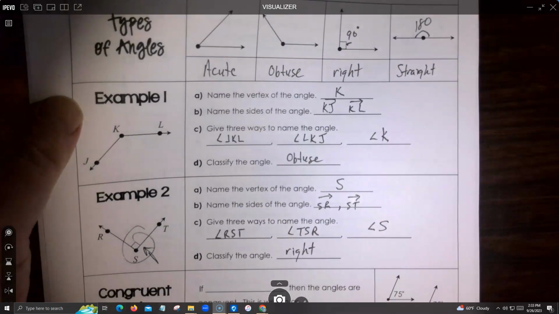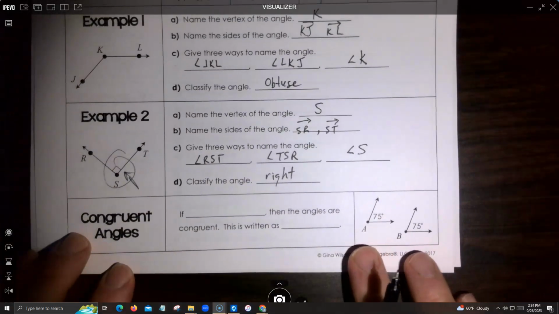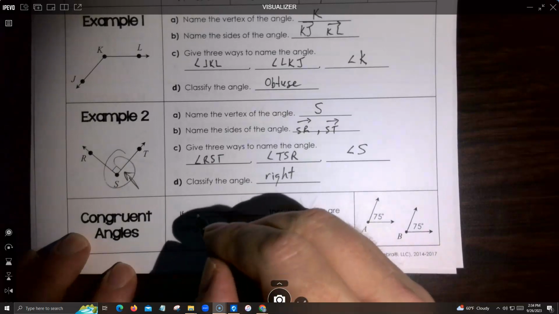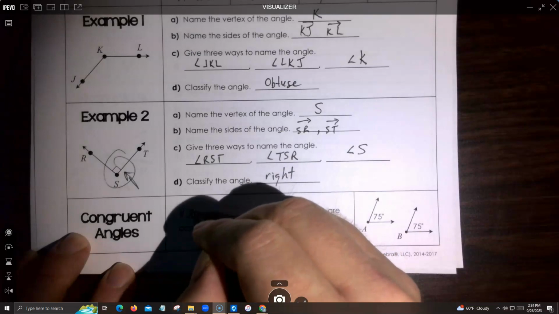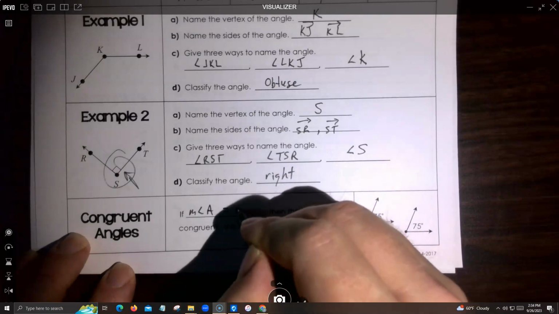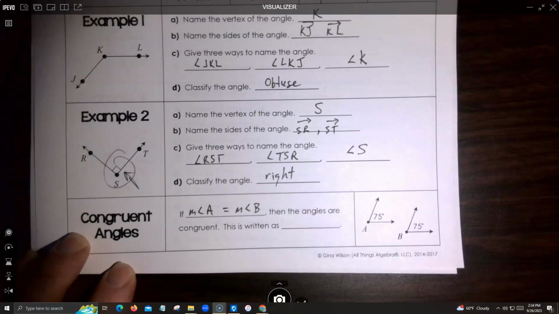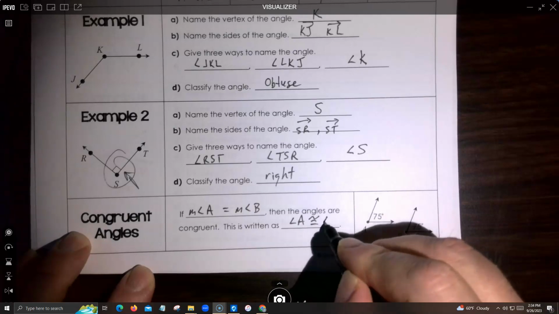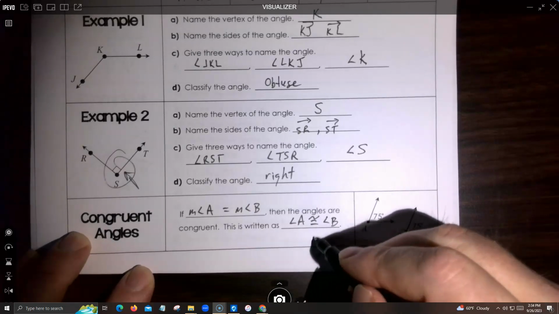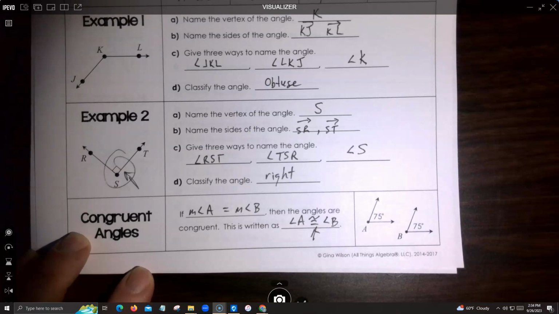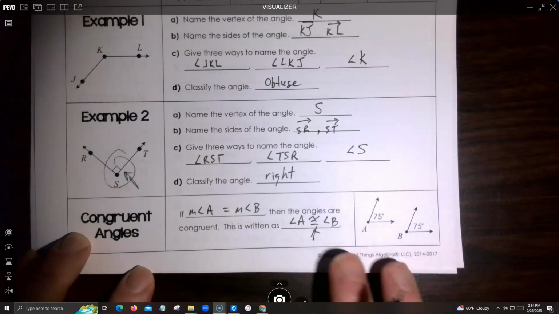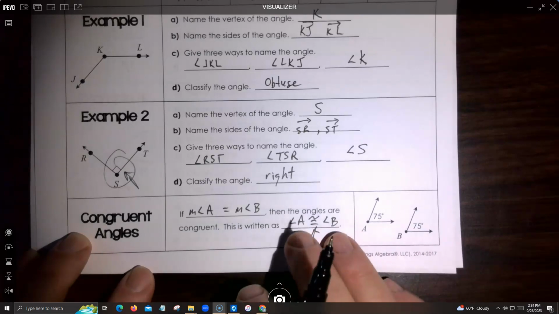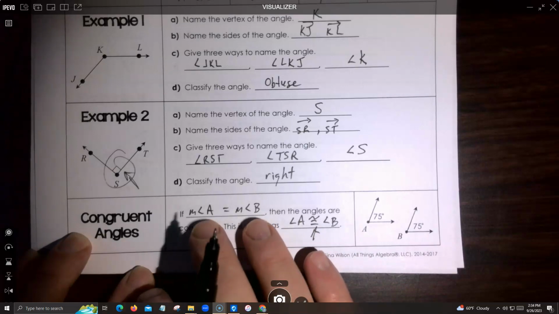Next thing, congruent angles. If the measure of angle A equals the measure of angle B, then the angles are congruent. And we would say angle A is congruent to angle B. We saw this congruent symbol when we were doing line segments. That's geometry for saying the pictures of these two angles are exactly the same. This is saying the measurements of the two angles are the same.